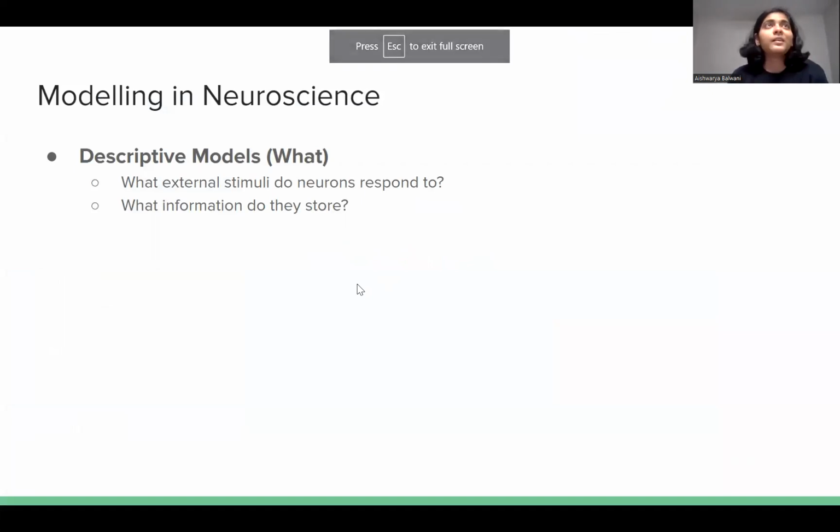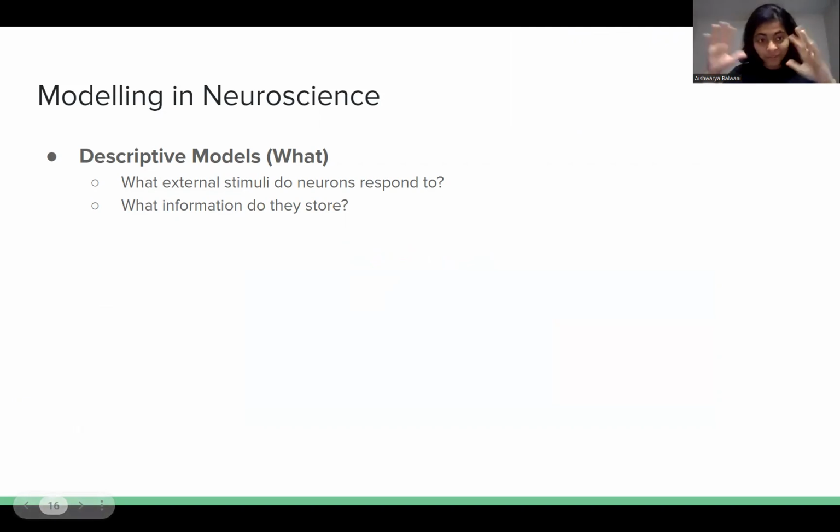Yeah, so the different models that you have in neuroscience. The three real different types of models that you could have, very broadly speaking. The first are descriptive models, which try answering the question what. So what external inputs do the different neurons in your brain respond to, and what information is it that they store.